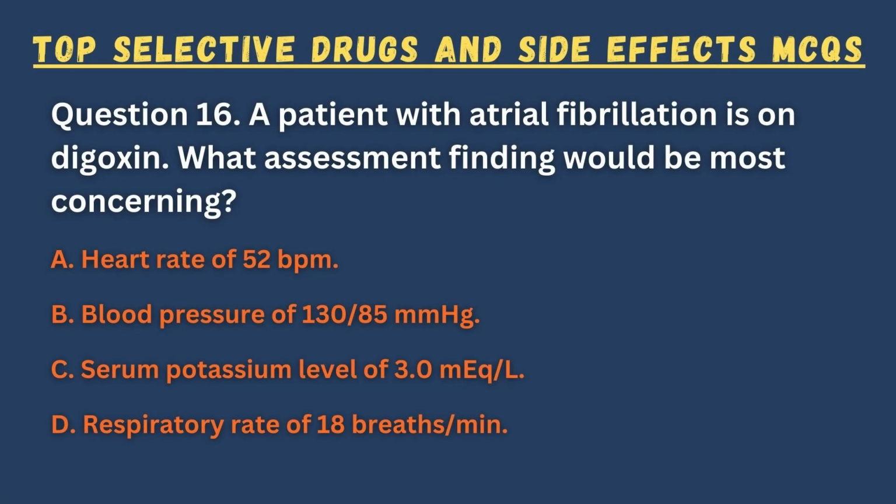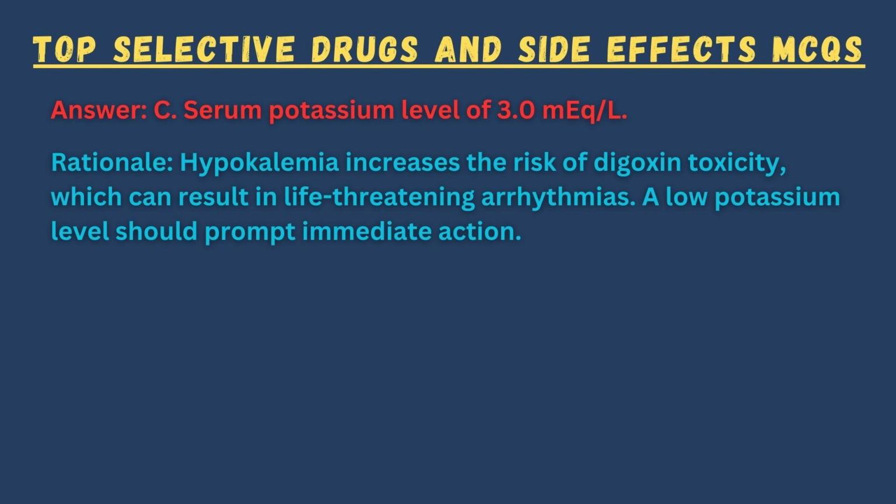Question 16. A patient with atrial fibrillation is on digoxin. What assessment finding would be most concerning? A. Heart rate of 52 BPM. B. Blood pressure of 130/85 millimeters of mercury. C. Serum potassium level of 3.0 milliequivalent per liter. D. Respiratory rate of 18 breaths per minute. Answer: C. Serum potassium level of 3.0 milliequivalent per liter. Rationale: hypokalemia increases the risk of digoxin toxicity, which can result in life-threatening arrhythmias. A low potassium level should prompt immediate action.